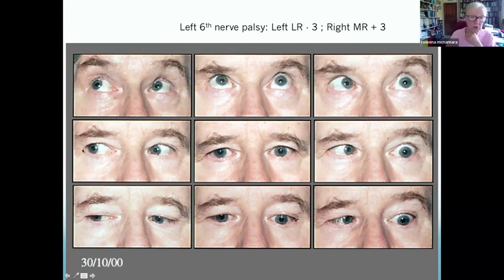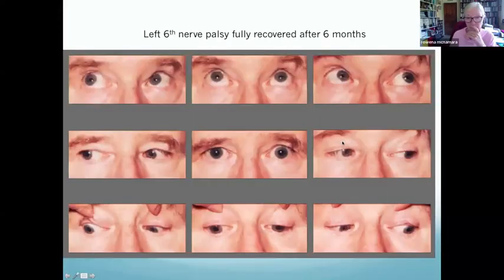Looking in the opposite direction, stage 3 would be an overaction of this medial rectus, and stage 4 would be an underaction of this lateral rectus. And that isn't present, so this patient only has stage 1 and stage 2 of the muscle sequence. This patient was also diabetic, and it's the same patient 6 months later, now has full abduction, and there's no longer overaction of the medial rectus. So things can go back to normal again.